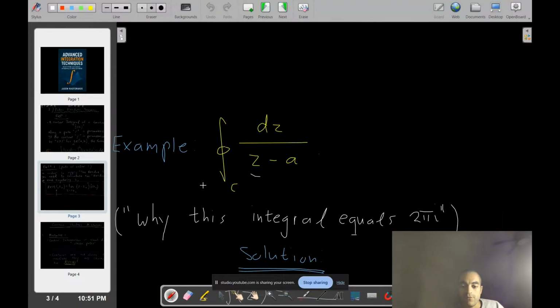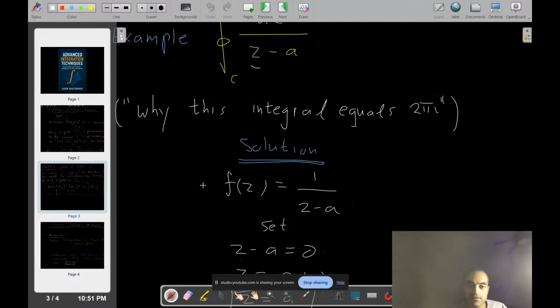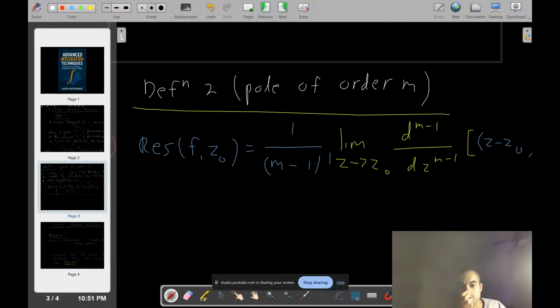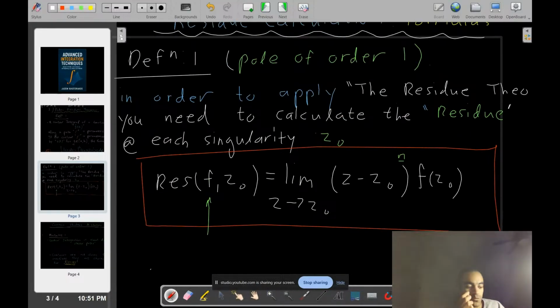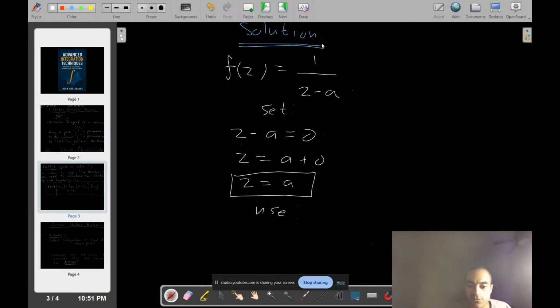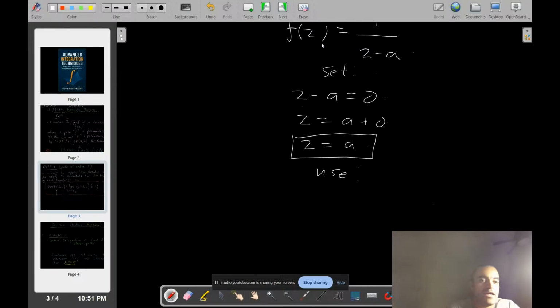What I mean by pole of order 1 is that the function here is of degree 1. So we use residue calculation for pole of order 1. Okay, so I'm going to do this now, right? Just 1 second. So z equals a. Okay, so I know I have to use this formula.